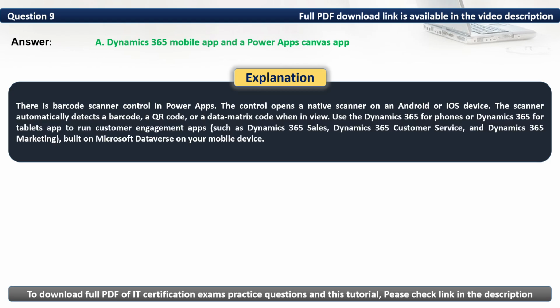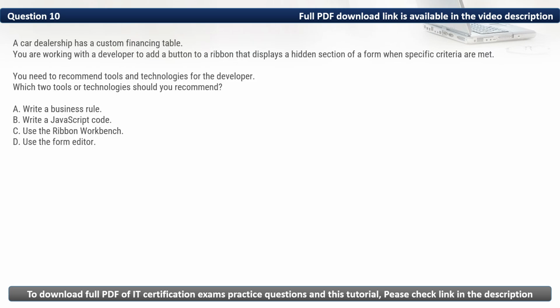There is a barcode scanner control in Power Apps. The control opens a native scanner on an Android or iOS device. The scanner automatically detects a barcode, a QR code, or a data matrix code when in view. Use the Dynamics 365 for phones or Dynamics 365 for tablets app to run customer engagement apps built on Microsoft Dataverse on your mobile device.